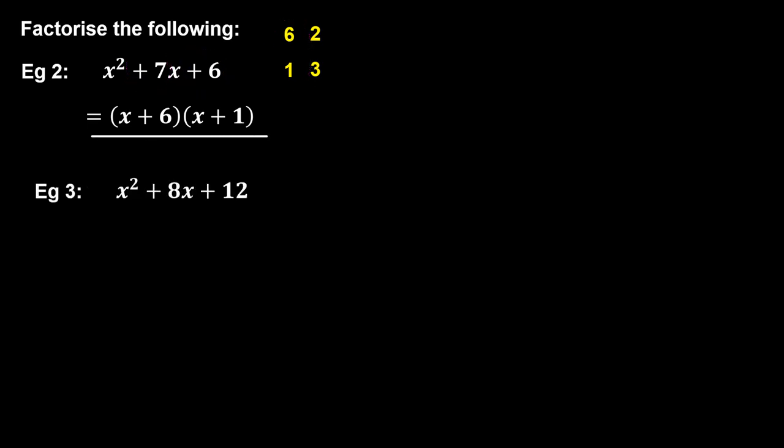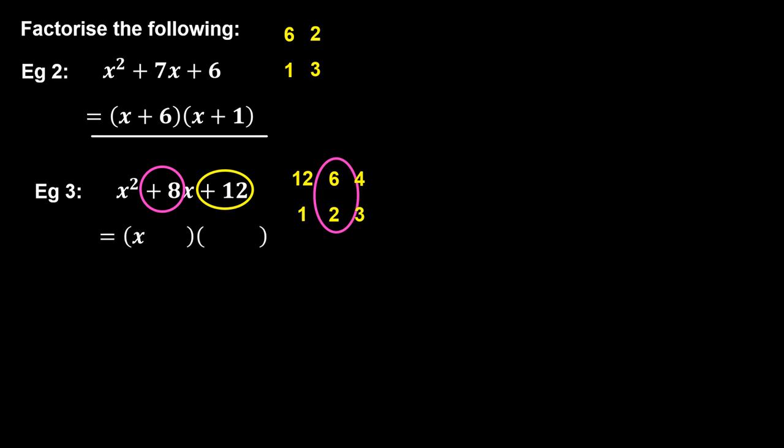X squared plus 8x plus 12. Again, let's find the numbers that multiply to give me 12, or the factors of 12. 12 and 1, 6 and 2, and this time I have an extra one, 4 and 3. And I want the combination that will add to give me 8. And that is going to be 6 and 2 this time. So 6 and 2 will be the numbers inside my bracket. So I end up with x plus 6 and x plus 2.